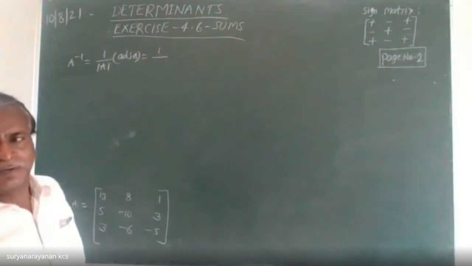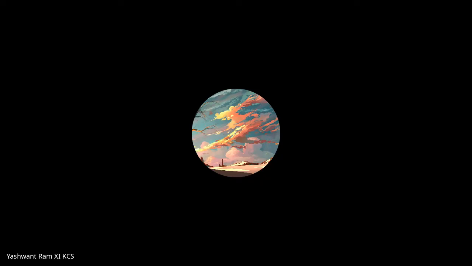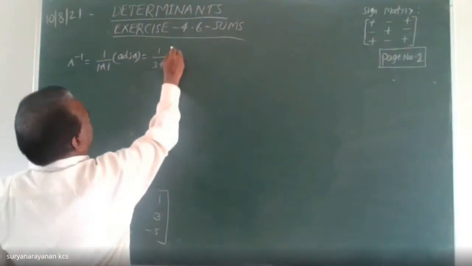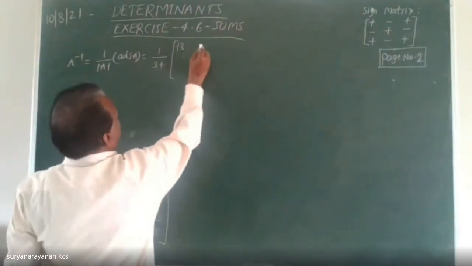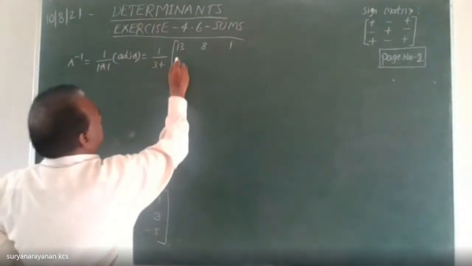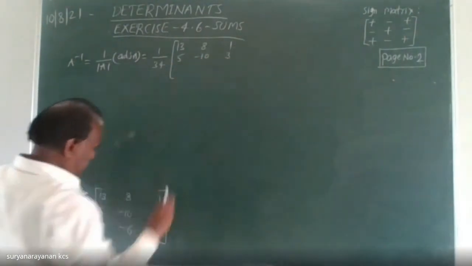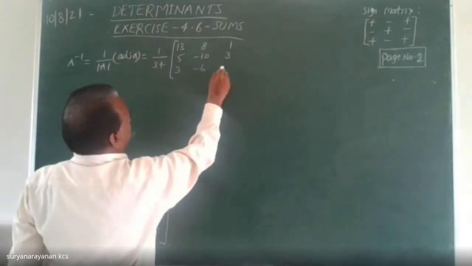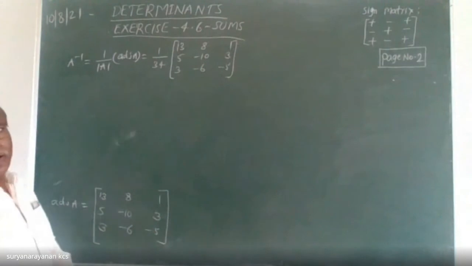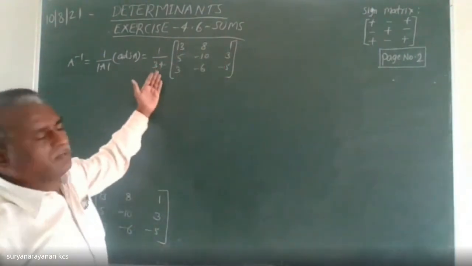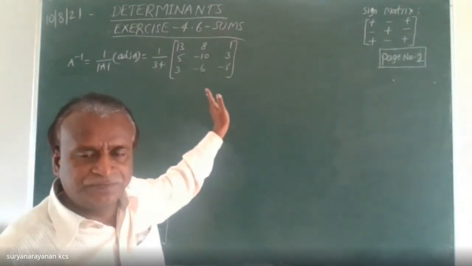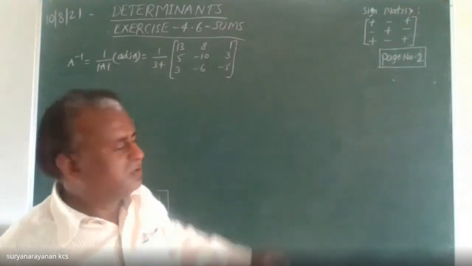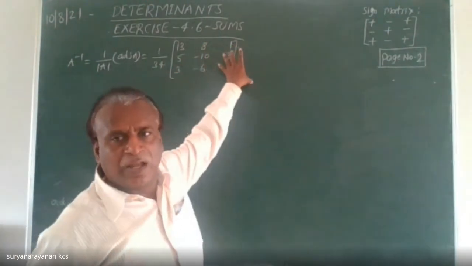What is the det A? 34, sir. 34 into adjoint A. We write this matrix as it is: 13, 8, 1, 5, minus 10, 3, 3, minus 6, minus 5. Here, no need to multiply all these elements by 1 by 34. Leave it as it is, keep it outside. We multiply it later, last. So this is A inverse.